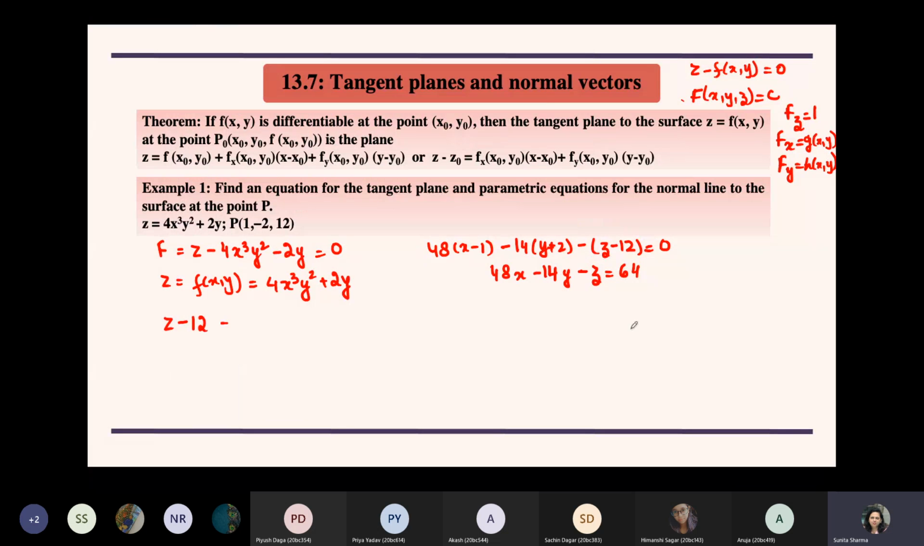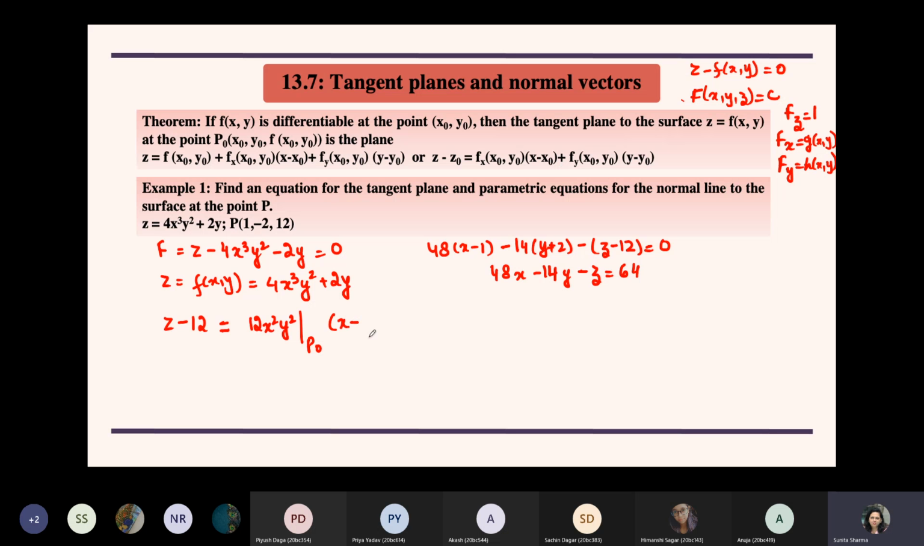So if I use this particular expression, I'll have z minus z naught is equal to, now first term is the partial derivative of f with respect to x at this point. So the partial derivative of f with respect to x is 12x square y square. I have to evaluate this at p naught, multiplied with x minus x naught.